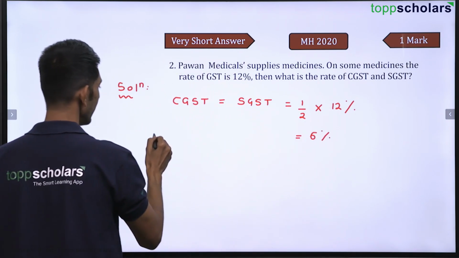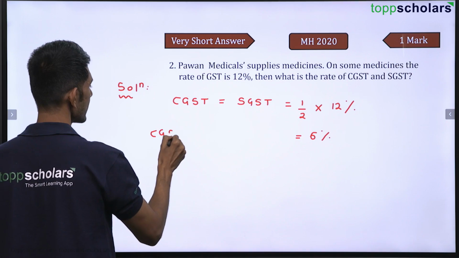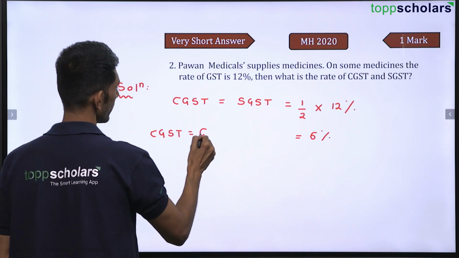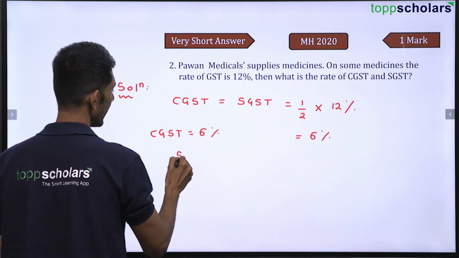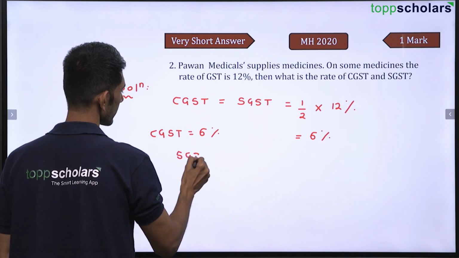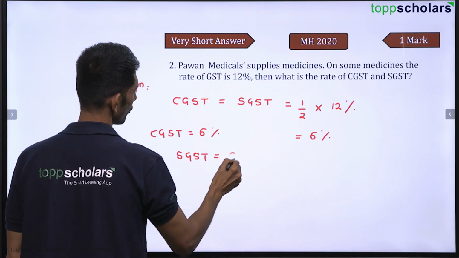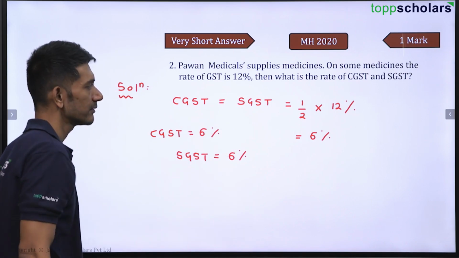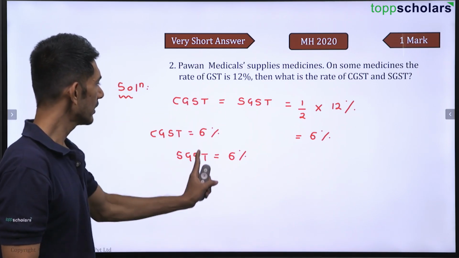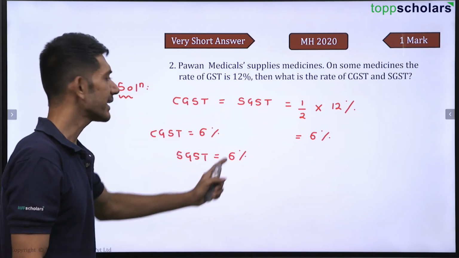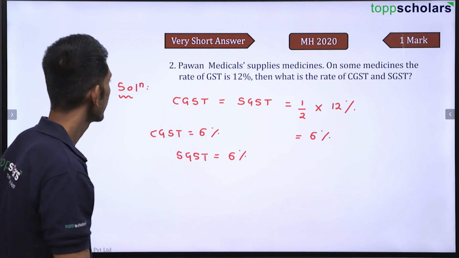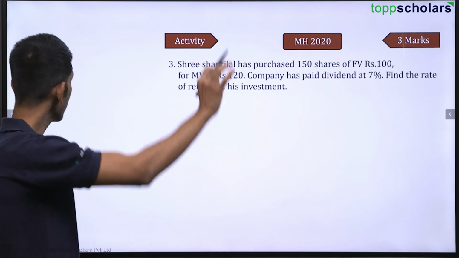So what can we say? We can say that the CGST is 6% and the SGST is also 6%. Easy question. If they give you 10, it is 5, 5. If they give you 20, it is 10, 10. Equally split. Okay. Now let us see an activity based question.